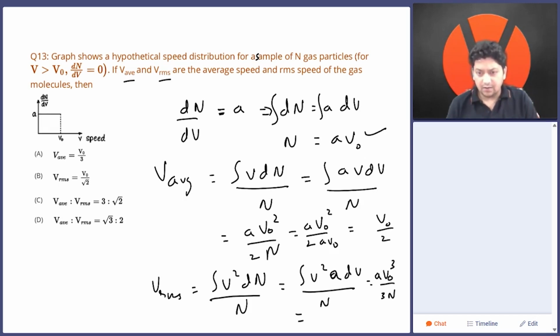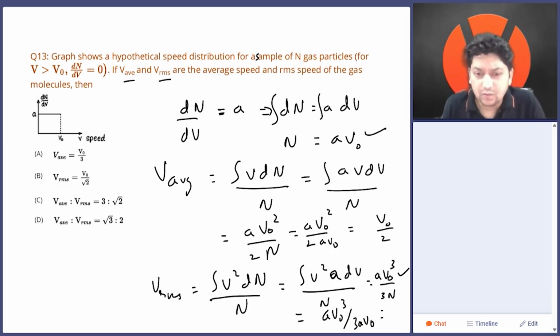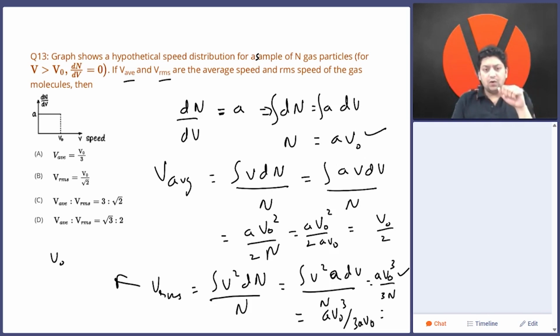And similarly over here also, the value of n we can put as a v naught, and the value of v rms square we will be getting as a v naught cube by 3a v naught. So the a will be cancelled out, and we get v naught square by 3. This is the value of v rms square.